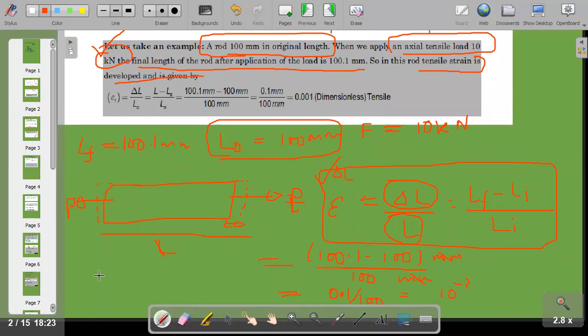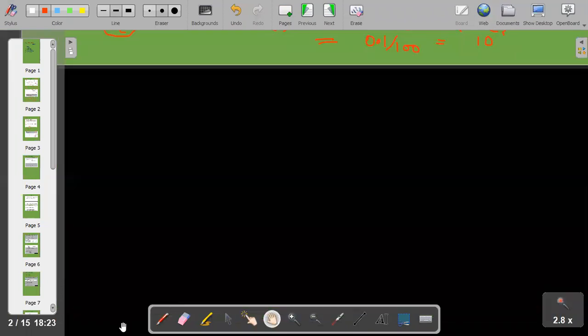Always remember, strain is dimensionless. कोई dimension नहीं होता, ठीक है? सर किसमें डायमेंशन नहीं होता सर? Strain. अच्छा, do a numerical.